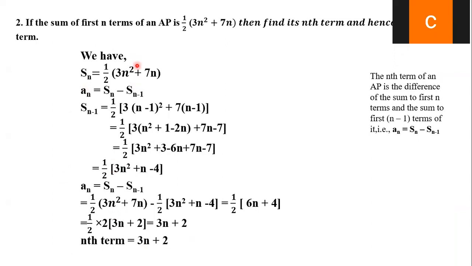Sn value they gave. Here, nth term of the AP they're asking. Nth term of AP is Sn minus Sn minus 1. So Sn already they gave. Find out Sn minus 1. Both if you subtract, I am getting 3n plus 2. So next question, write its 20th term. Apply n value 20. We are getting the result 62.